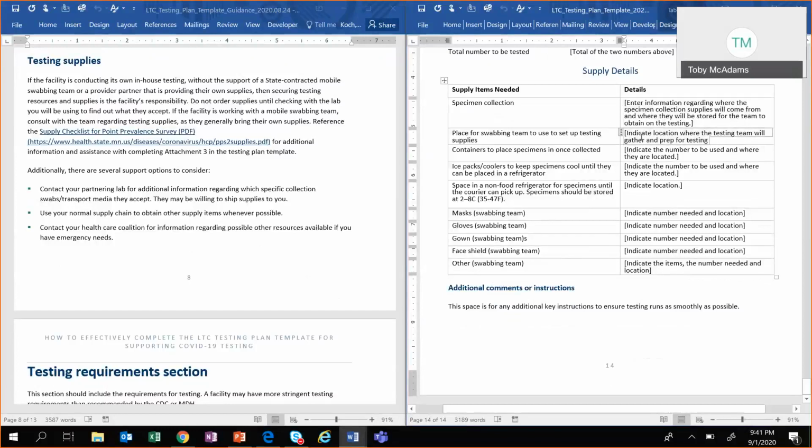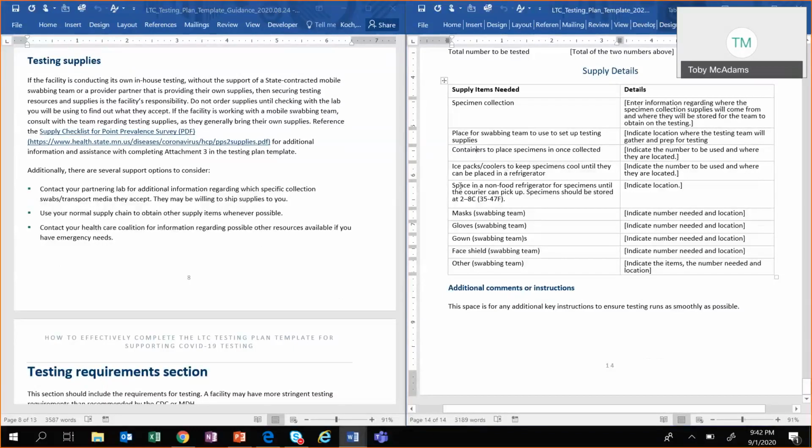So you not only have the specimen supplies themselves, but then what about the infrastructure supplies? How do I ensure that the flow is effective and that my swabbers and anyone providing intake and registration have the tools and supplies that they need? Do you have containers for your specimens? Do you have ice packs and coolers?